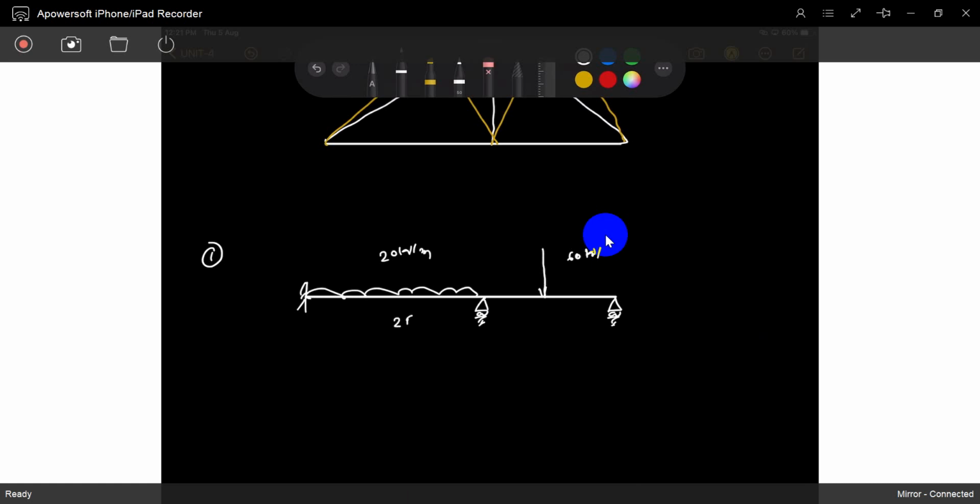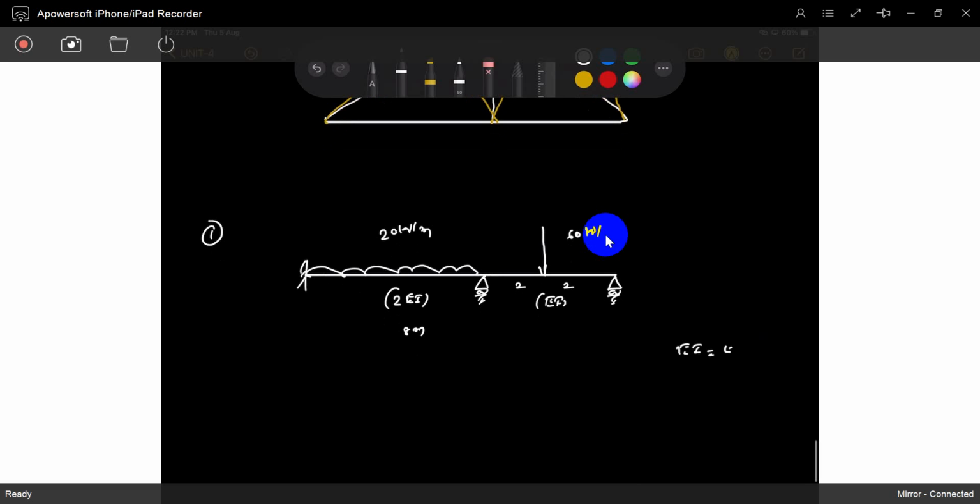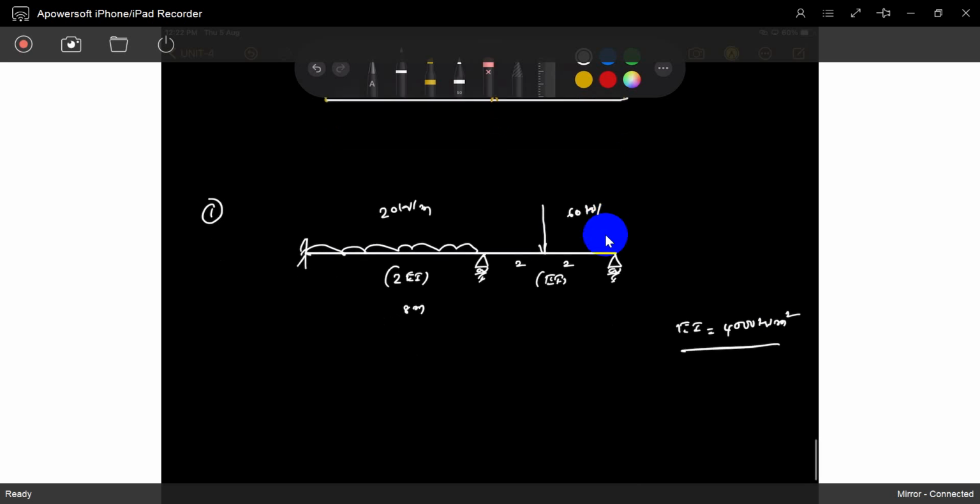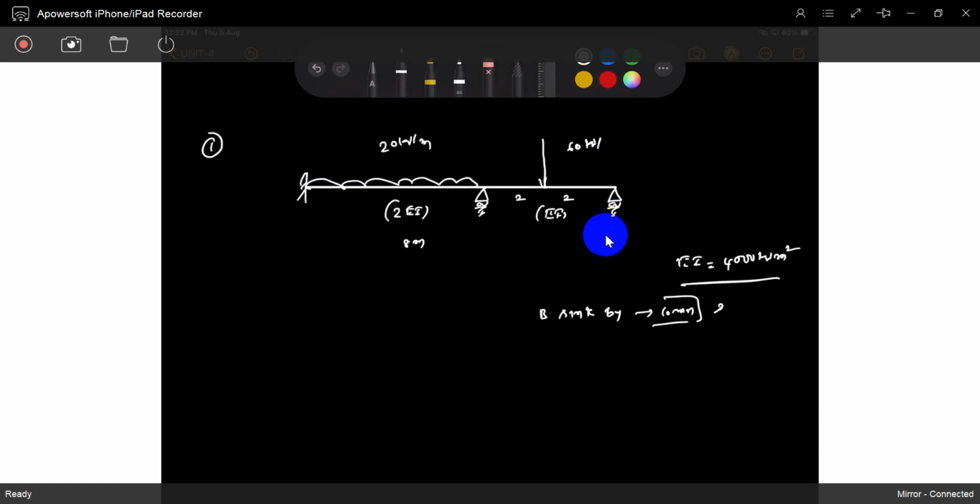Okay, it's 2EI, it's EI, it's 2, it's 2, it's 8 meters. EI is 4000 kilonewton meter square. Support B sinks by 10 mm. That's the question. Support B sinks by 10 mm. So how can you solve? Same problem, I will write directly. MAB is what? Fixed end moment. Fixed end moment is WL square by 8.